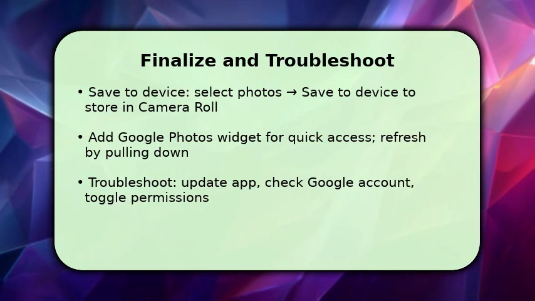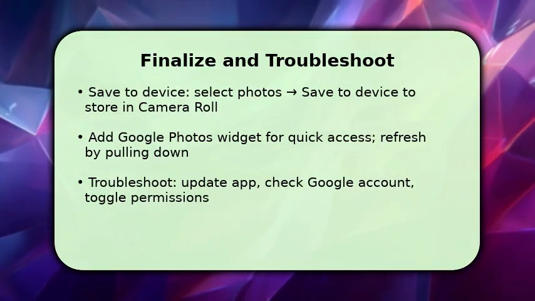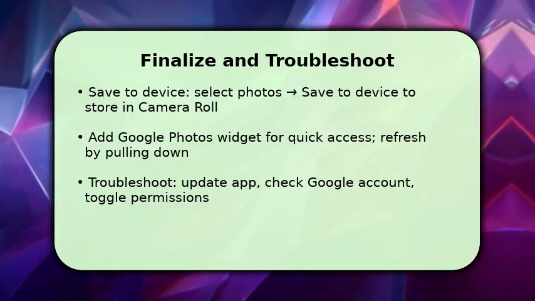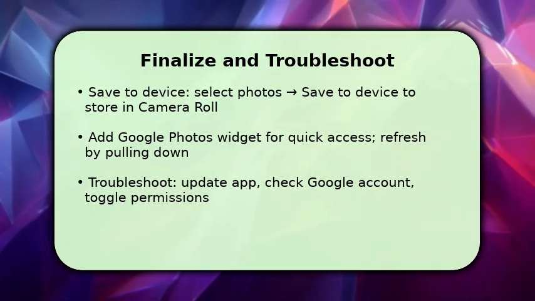Finish by confirming the photos you want visible offline. Select any image and choose Save to Device to copy it to your camera roll. Add the Google Photos widget for quick viewing and pull down in the app to refresh the library manually.